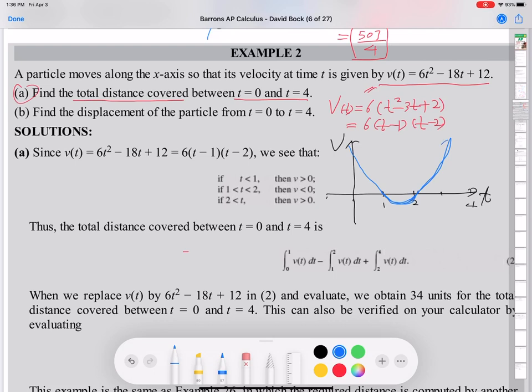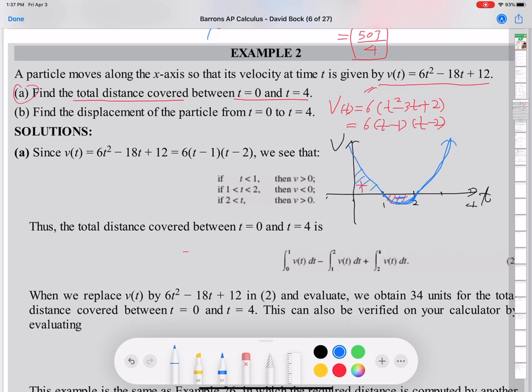Yep, a little ugly, but it is okay. Look at 0 to 1 first. That area, 0 to 1, is positive. The velocity function graph is above the x-axis, so that displacement is distance, same thing. But what about the second part, 1 to 2? This part is negative, right? Negative displacement. But to find the traveled distance, we have to change that negative displacement to positive, right?